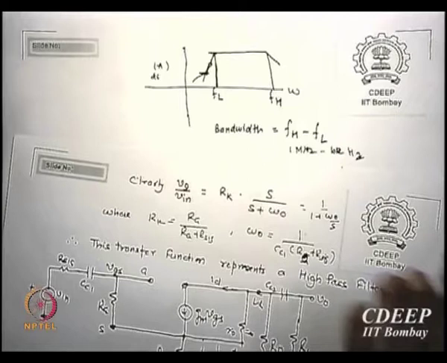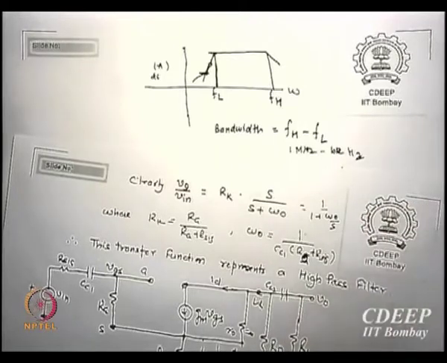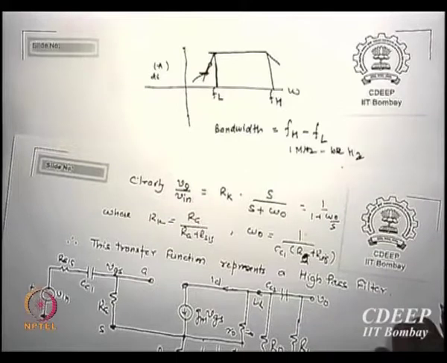I am only saying that this is what the transfer function of a high pass filter is. S upon S plus omega is a high pass filter. We will do filters again and we will show you why it is high pass. Right now you assume 1 upon S plus omega 0 is a low pass filter, and S upon S plus omega 0 is a high pass filter.